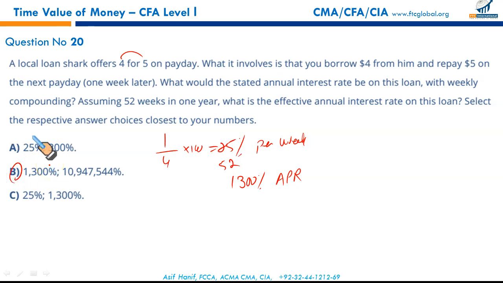But if 1300 is present in A as well as C, then you will have to confirm this number as well. Otherwise, if you just need to guess, B is fine. Now we have the annual percentage rate of 1300. Now we have to convert this annual percentage rate into an effective annual rate. And the result will frighten you.